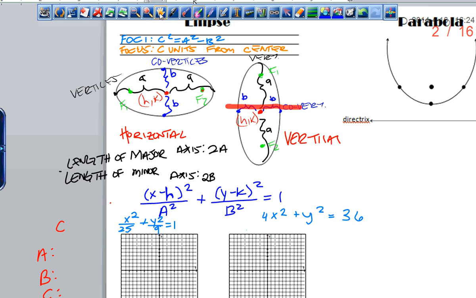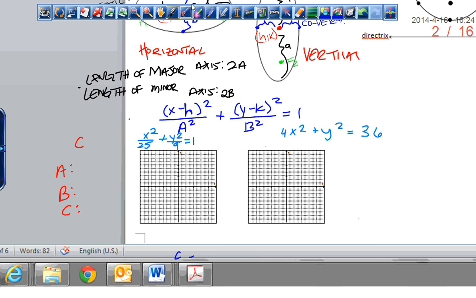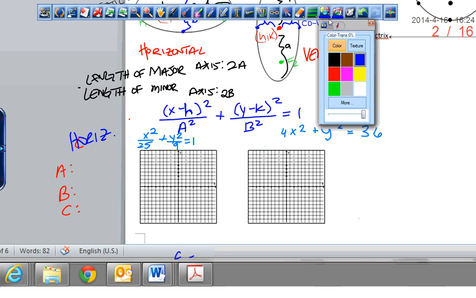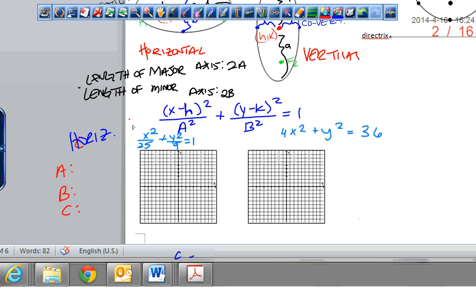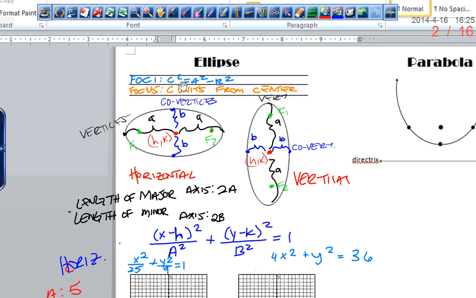Okay, let's go ahead and jump right into a couple here. So the first one's x squared over 25 plus y squared over 9 equals 1. The first thing is that it's horizontal because 25 is underneath x. Then I'm trying to figure out what a is. So a is the square root of 25, that's 5. B is the square root of 9, which is 3. And then the last thing, c, is going to be 25 minus 9, which is 16. Square root of 16 is 4. And we're just following that formula right there.